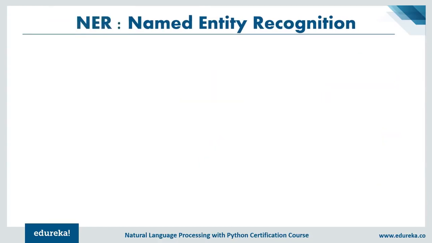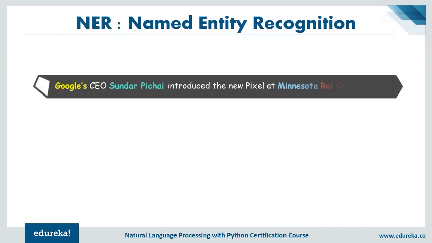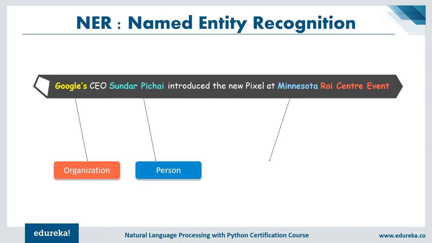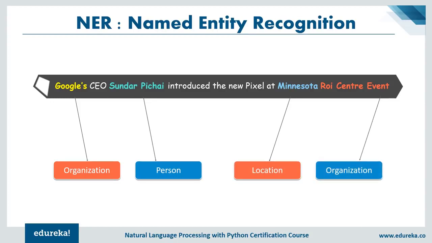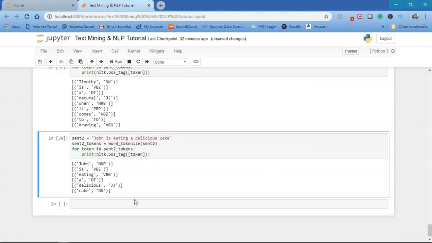Let's take a sentence into consideration: the Google CEO Sundar Pichai introduced the new Pixel at Minnesota Roy Center event. As you can see here, Google is an organization, Sundar Pichai is a person, Minnesota is a location, and the Roy Center event is also tagged as an organization. Now for using NER in Python, we'll have to import ne_chunk from the NLTK module, which is present in Python. So let's consider a text data here and see how we can perform NER using the NLTK library.